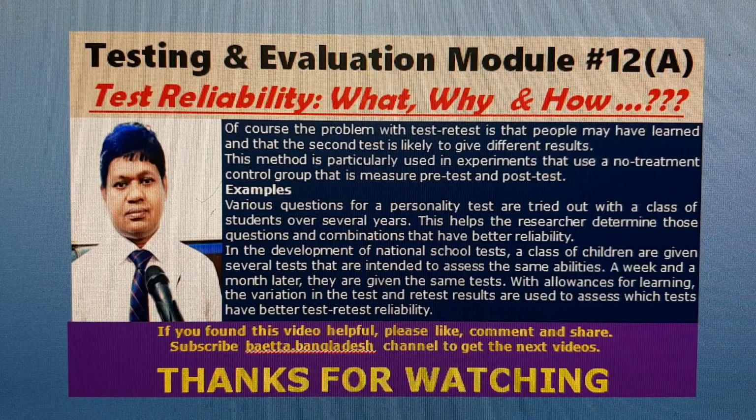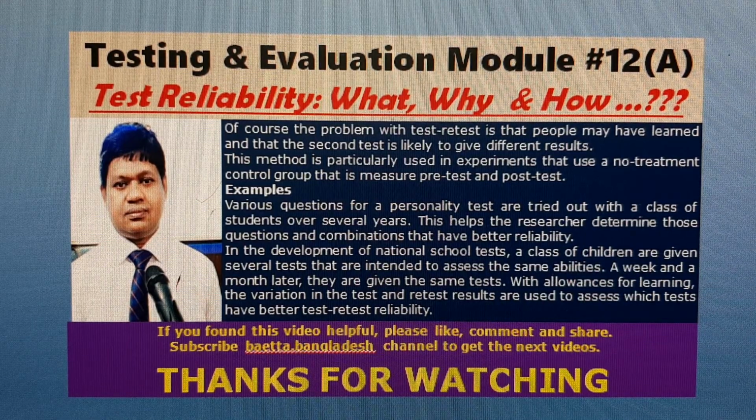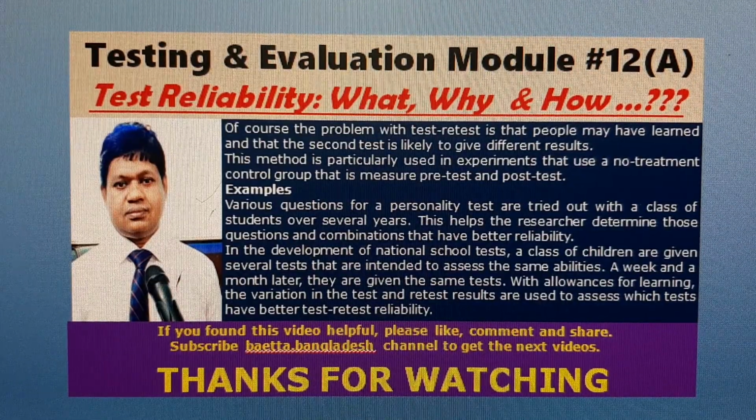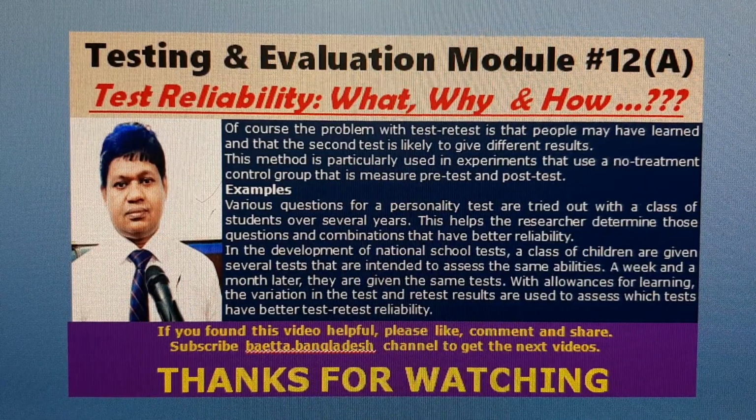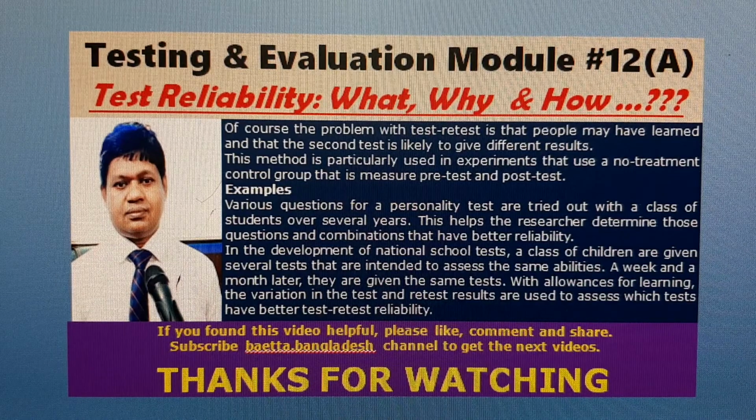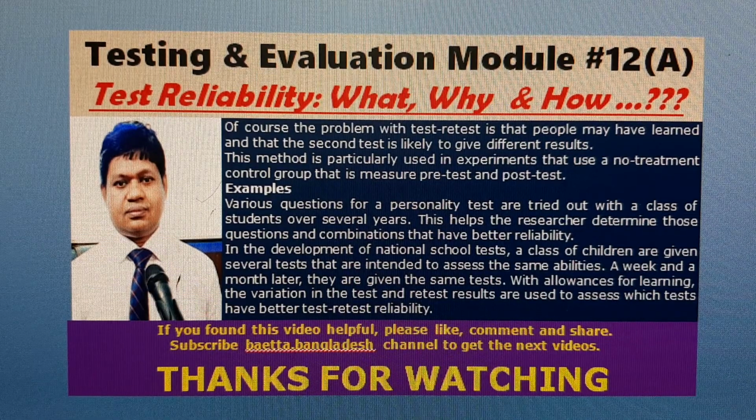In the development of national school tests, a class of children are given several tests that are intended to assess the same abilities. A week and a month later, they are given the same tests. With allowances for learning, the variation in the test and retest results is used to assess which tests have better test-retest reliability. Now, I am going to talk about number 3, alternate, equivalent or parallel forms reliability.